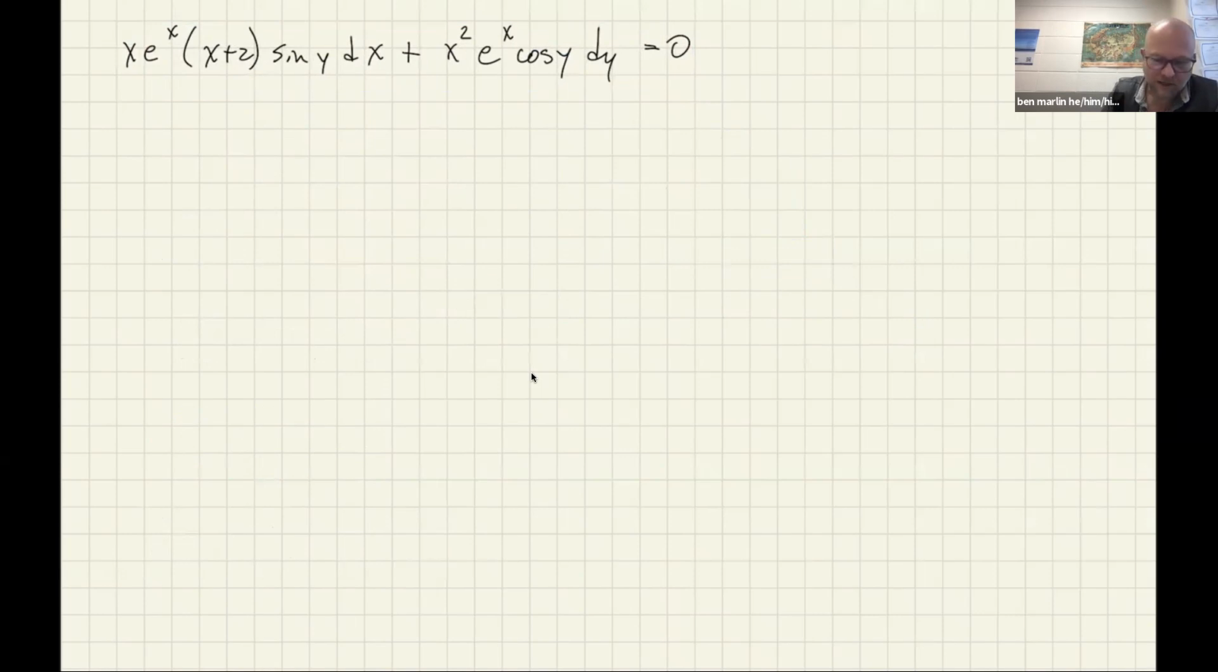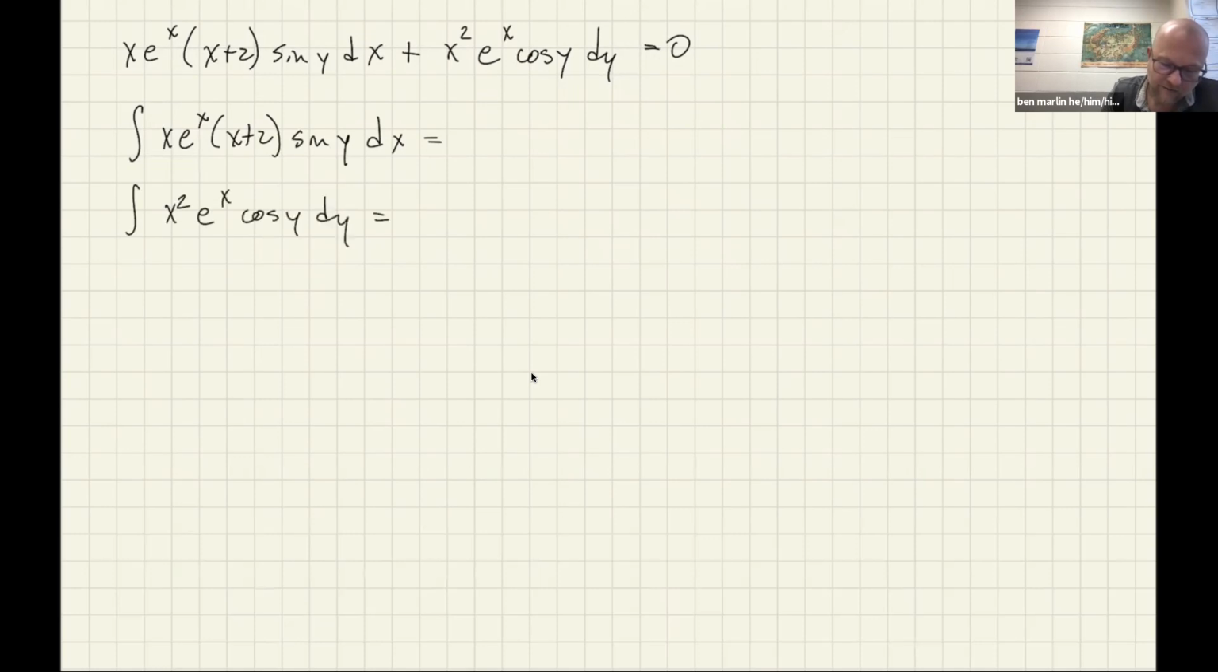Once we establish that we have something that is exact, then we can go ahead and do the integral of x e to the x, x plus 2 sine y dx, and see what we get. Oh, that's going to be a mess. And also do the integral of x squared e to the x cosine y dy. Okay, one of these is not going to be bad.